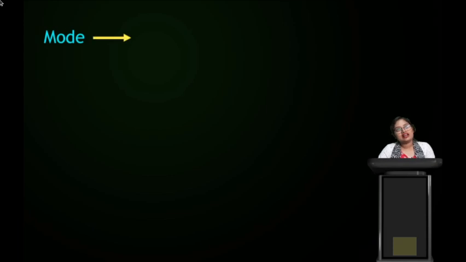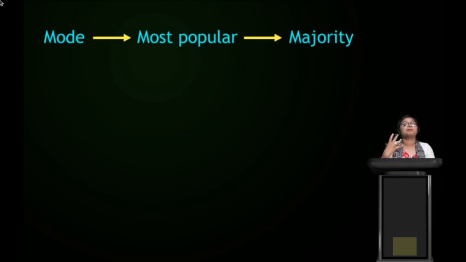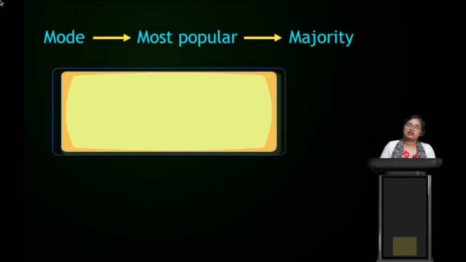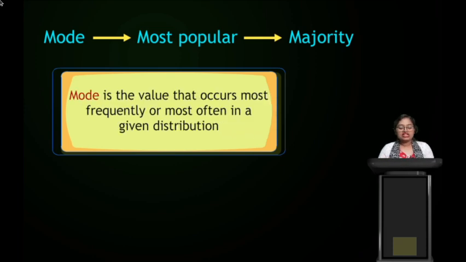Next, the last measure of central tendency, that is the mode. What is meant by mode? Mode is most popular and mode is the majority one. So we can define the mode as, the mode is the value that occurs most frequently or most often in a given distribution. So these three are the measures of central tendency we have used to find out the central tendency, isn't it? Yes. So you have to remember all these points while you are studying.